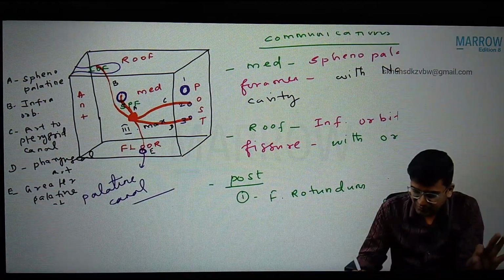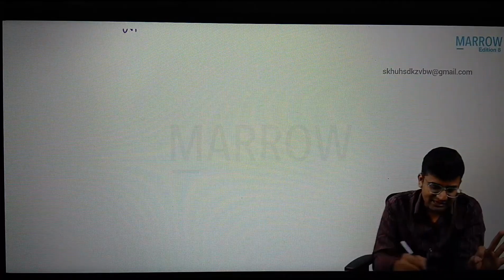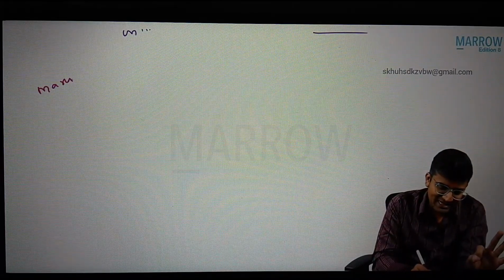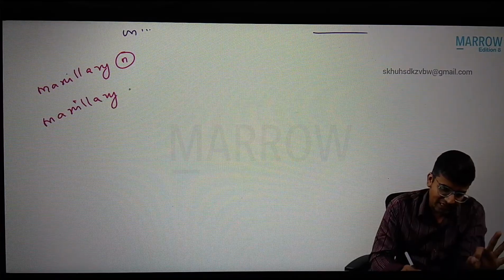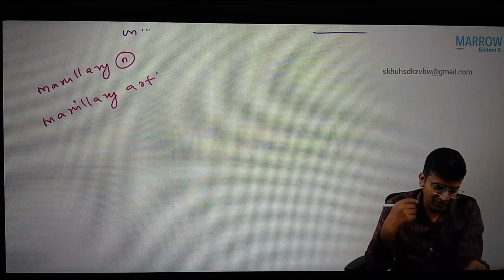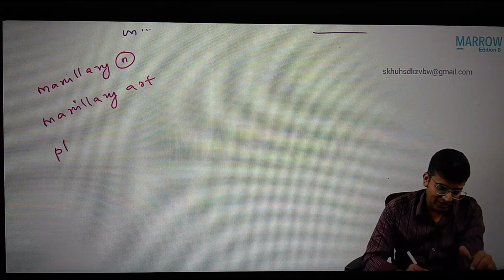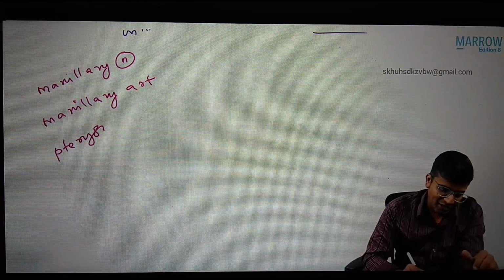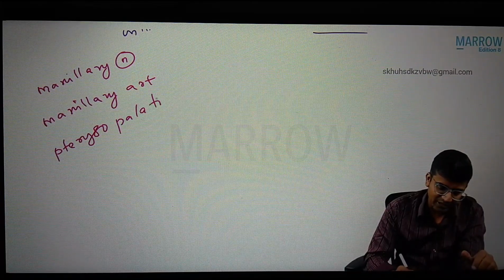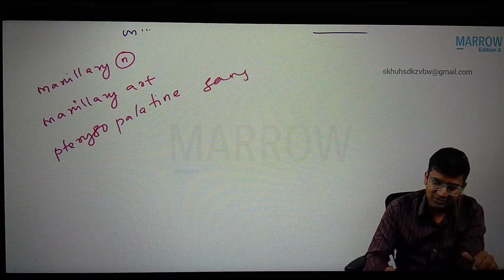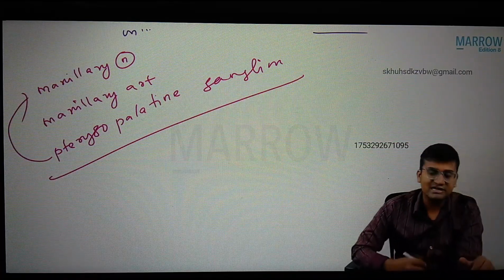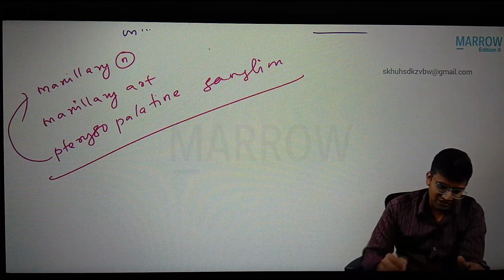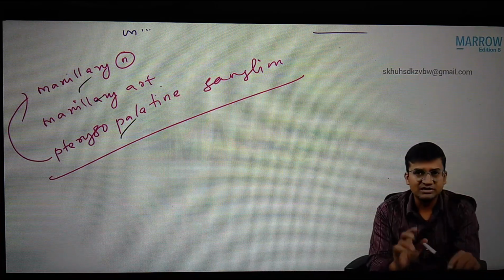Right, now contents. Now we're going to discuss the three contents here: maxillary nerve, maxillary artery, and we're going to discuss one more ganglion. That is our pterygopalatine ganglion or sphenopalatine ganglion. The pterygopalatine ganglion, sphenopalatine ganglion, we're going to discuss along with the maxillary nerve. Okay, so we're going to discuss these three structures in this fossa.